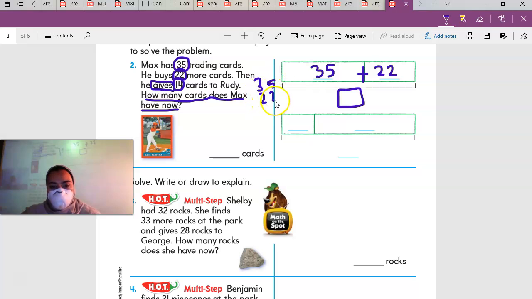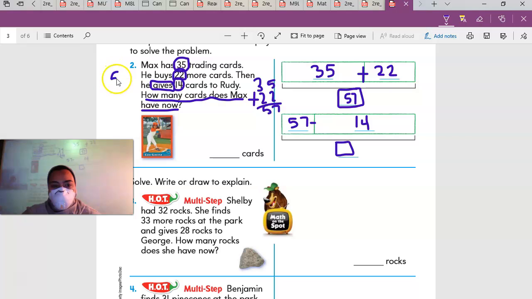Okay, now, first step, 35 plus 22 is what, class? 57. Okay, very good. 35 plus 22 is 57. So what goes here? 57. The second step is he gives 14 cards to Rudy. So if he has 57 and he gives 14 to Rudy, the question is, how many cards does Max have now? So now we have to solve what goes here.